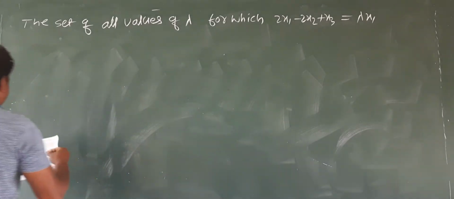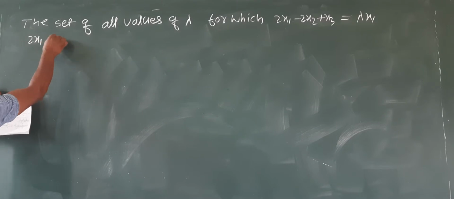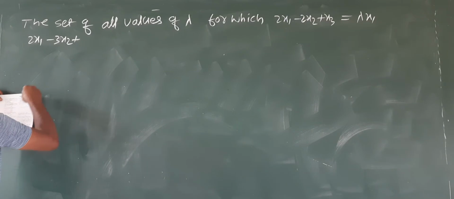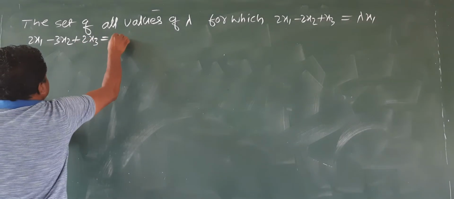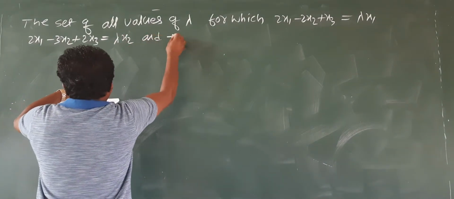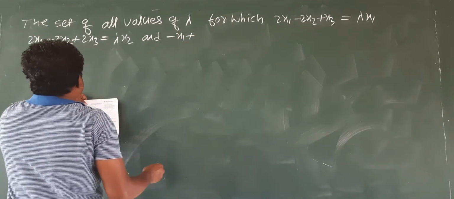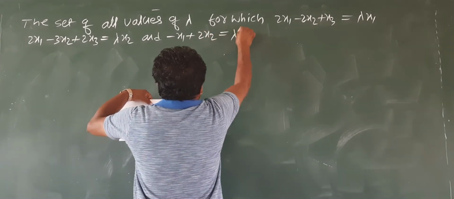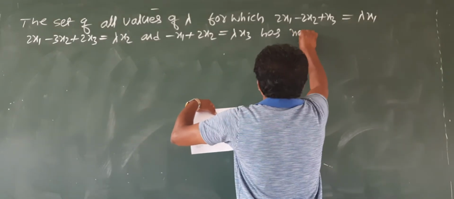the next equation is 2x1 minus 3x2 plus 2x3 is equal to lambda x2, and minus x1 plus 2x2 is equal to lambda x3 has a non-trivial solution.